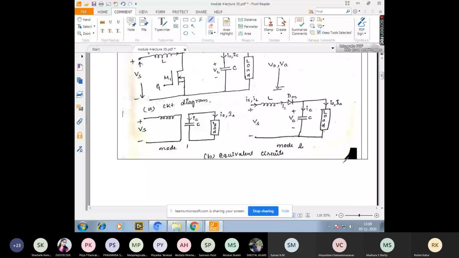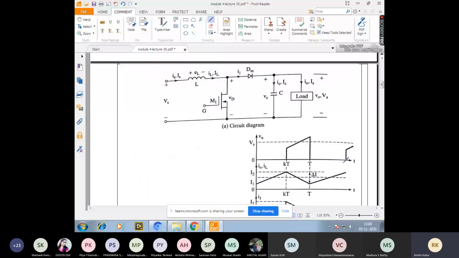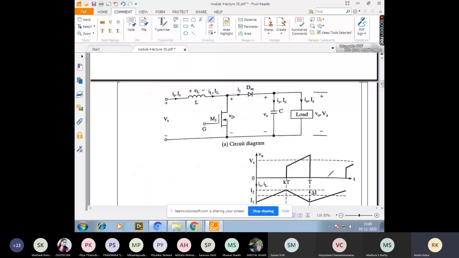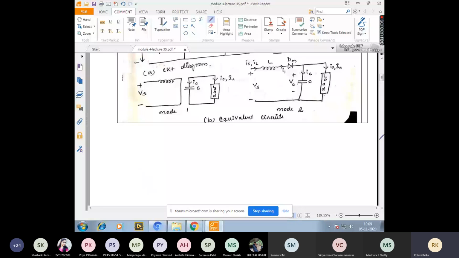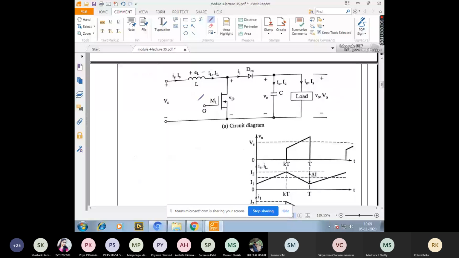Fine. So we'll talk with respect to this particular circuit diagram. Both of them are the same. Okay. So here, is this circuit visible? Yes, ma'am.